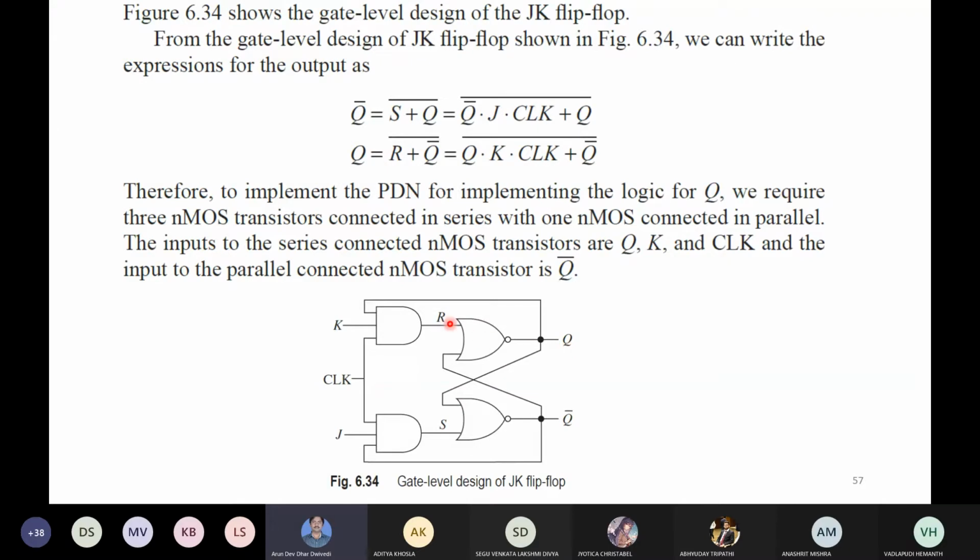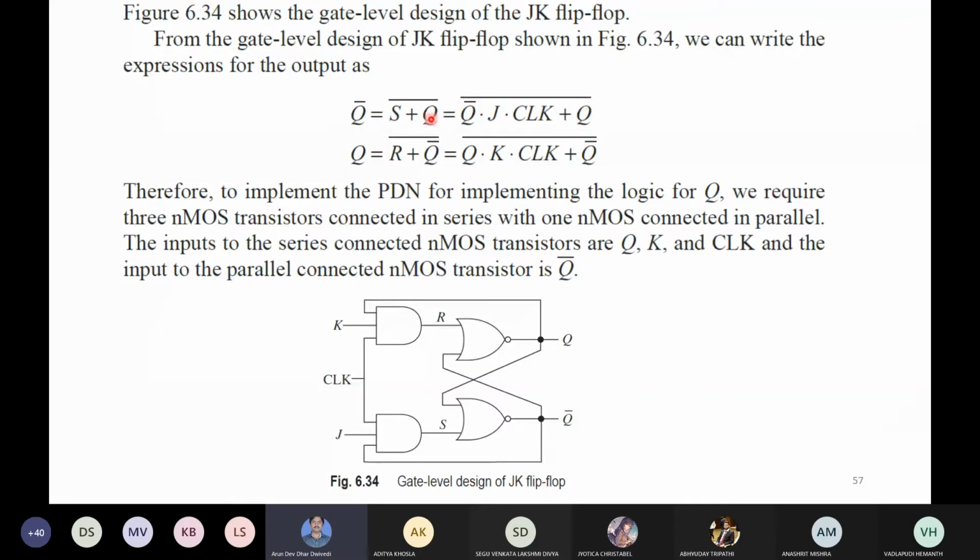Similarly for Q bar implementation, Q is R plus Q bar whole bar, and similarly this Q bar is S plus Q whole bar. So S plus Q whole bar, and S is defined as one input coming from Q bar, then another input is J, and another input is clock. Sorry, here Q bar and J and clock, and this is basically S, and then R function of Q also, whole bar.